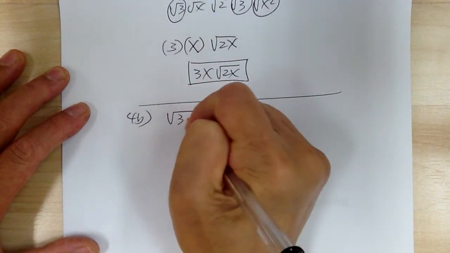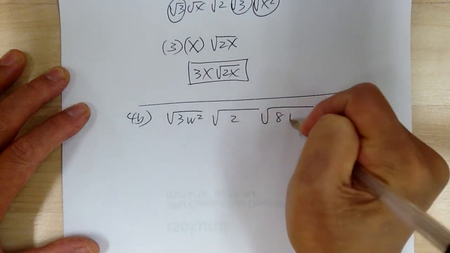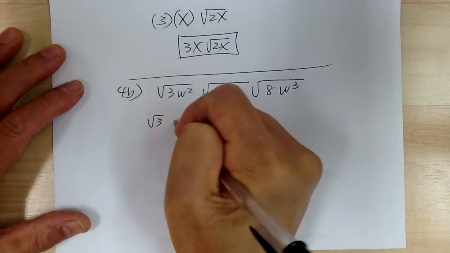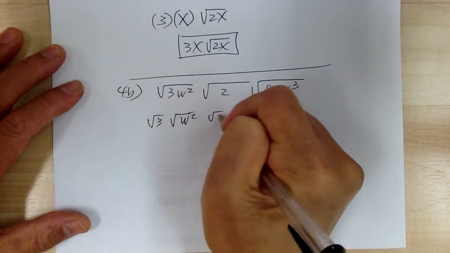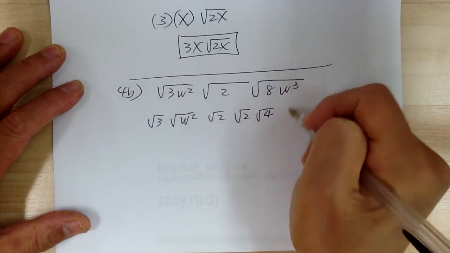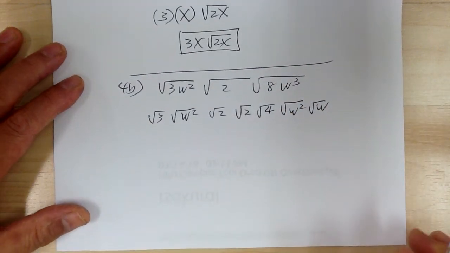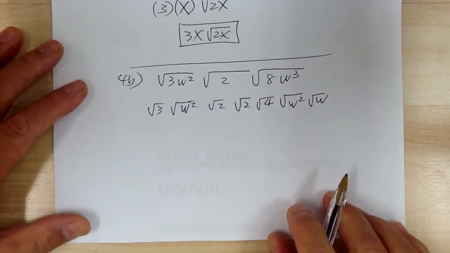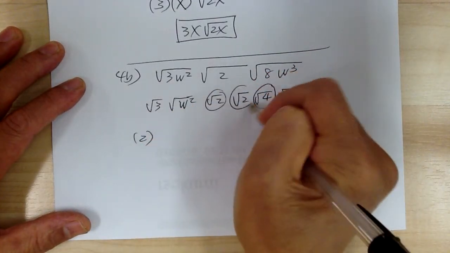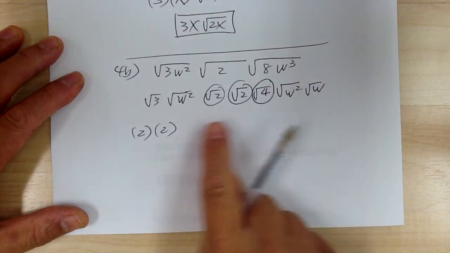You have square root of 3w squared, square root of 2, square root of 8w cubed. Again, just go and separate into parts. So you got square root of 3, square root of w squared, square root of 2. The 8, I'm going to separate into square root of 2 and 4. And w cubed, I'm going to separate into w squared and a w, right? So you can break it down into parts. Then after that, I'm going to start to collect the numbers. So this will give me a 2. This one and this one will give me a 2. Again, circle them so you can keep track. Okay, so that's it for all the numbers.